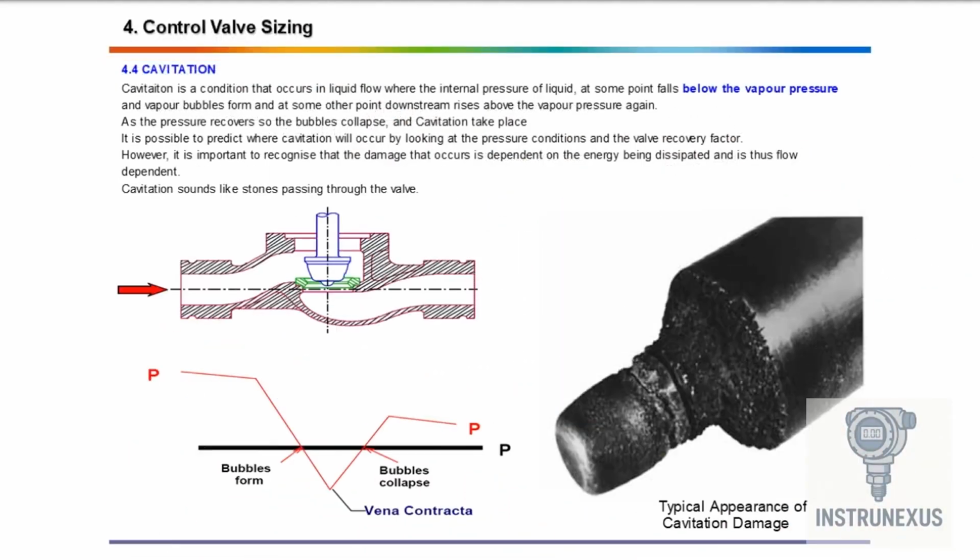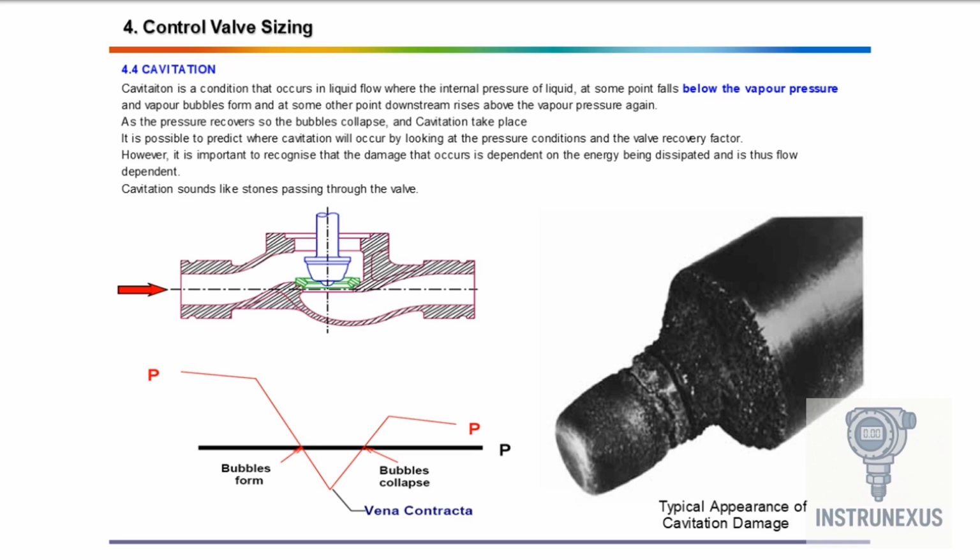Cavitation. Now let's talk about an important and potentially damaging phenomenon in liquid flow systems, cavitation. Cavitation occurs when the pressure of a liquid falls below its vapor pressure at a certain point in the valve. This causes vapor bubbles to form. Then, as the fluid continues downstream and pressure increases again, these vapor bubbles collapse violently, and that's cavitation. This rapid formation and collapse of vapor bubbles causes intense localized shock waves. Over time, this leads to pitting, vibration, noise, and even severe damage to valve internals and downstream piping.